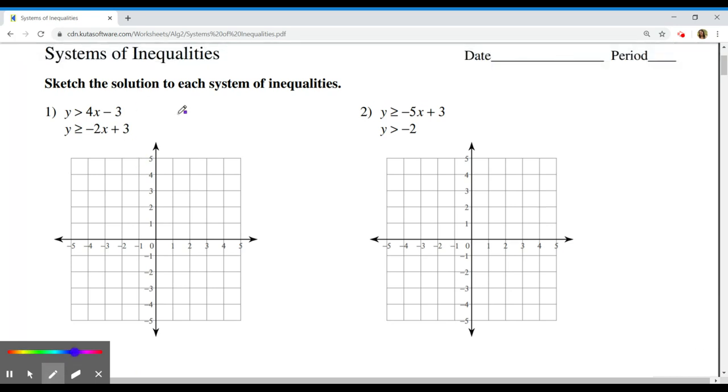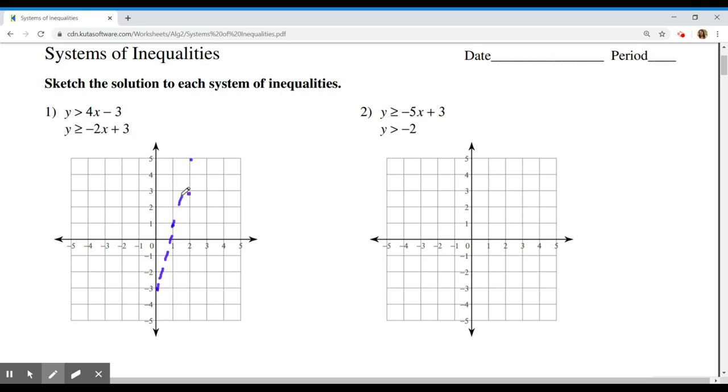For this first one, y is greater than 4x minus 3. We still have the y-intercept and we rise 1, 2, 3, 4, run 1. I'll get another good point. 1, 2, 3, 4, run 1. And from there, since it's greater than, I know it's going to be a dashed line. So I'll try my best to fill that in as a dashed line.